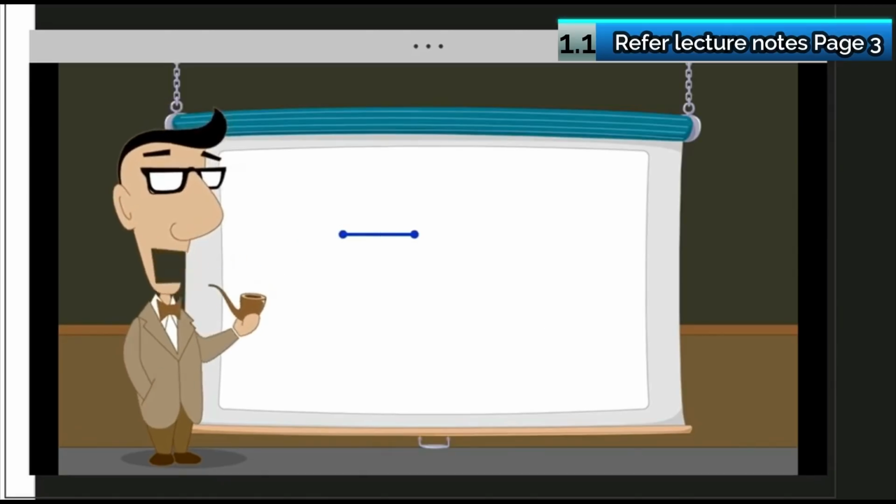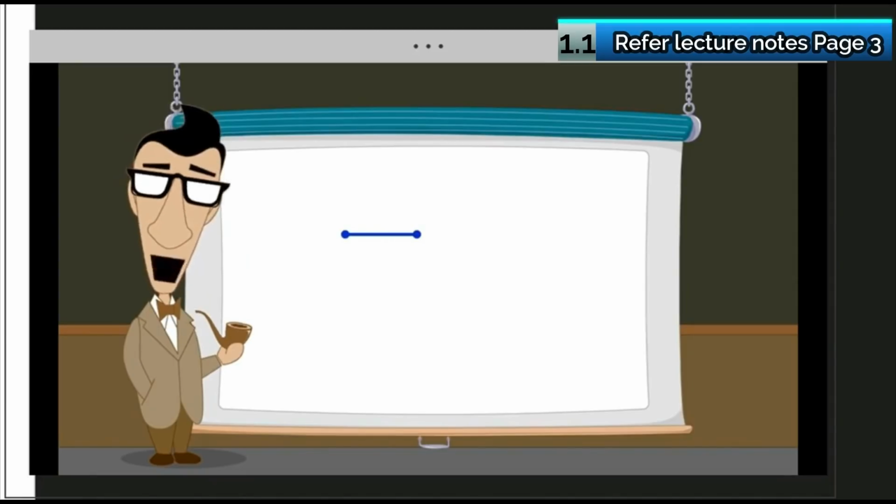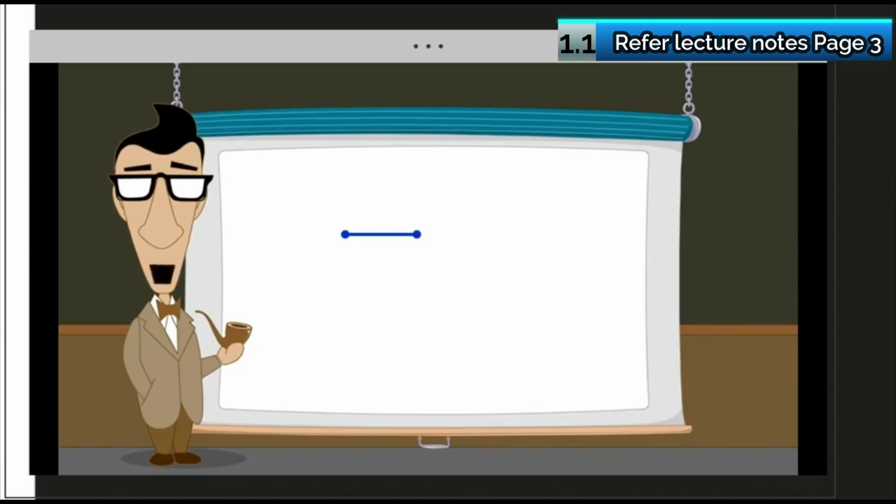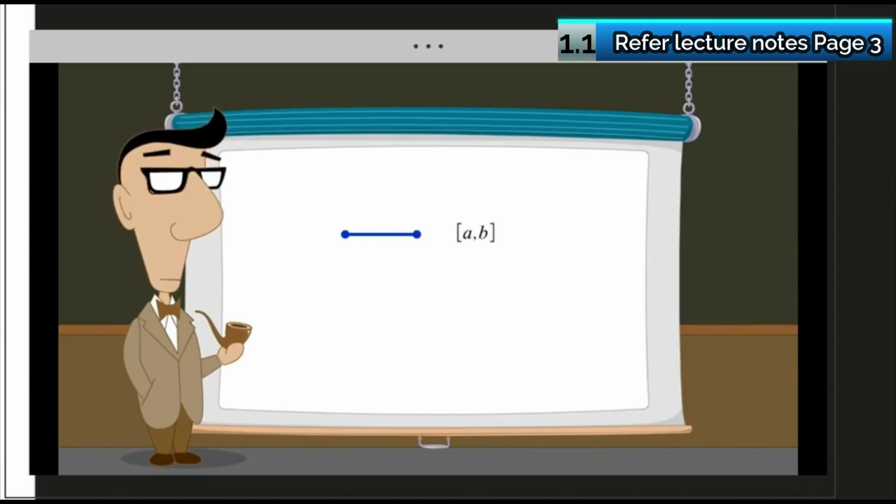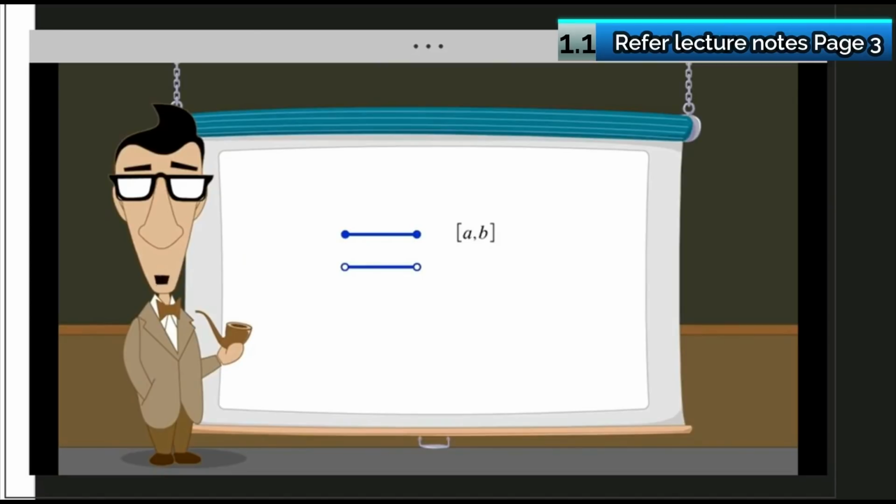We saw that if an interval includes both its endpoints, the interval is said to be closed. In interval notation, included endpoints are enclosed in square brackets. Intervals which do not include their endpoints are said to be open. Excluded endpoints are enclosed in parentheses.